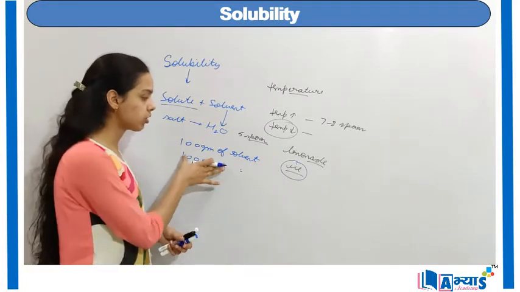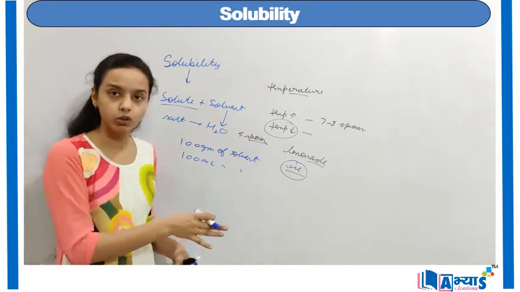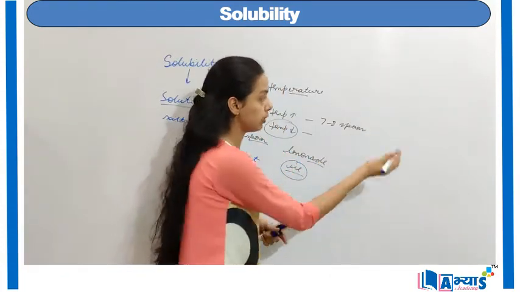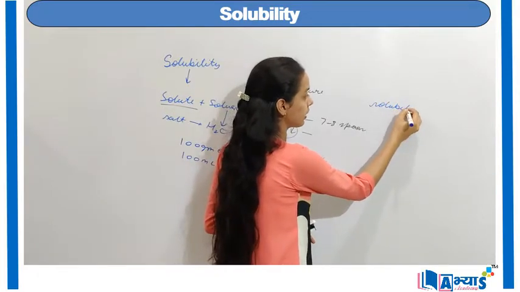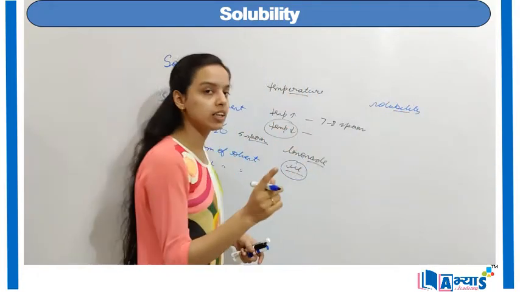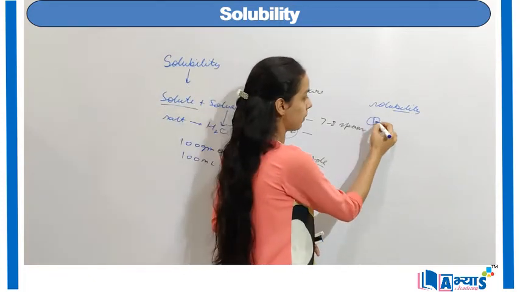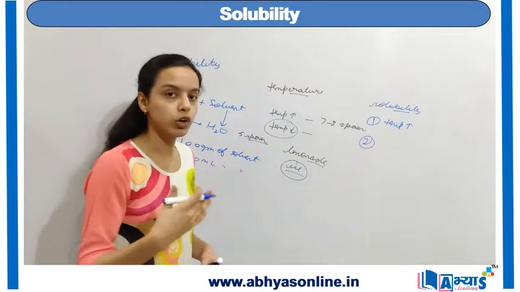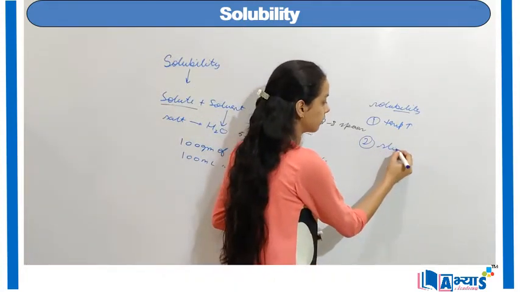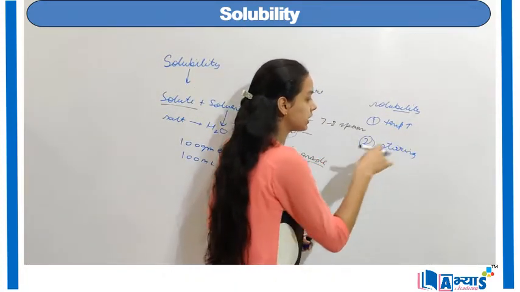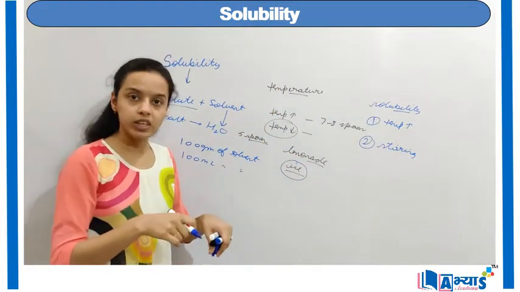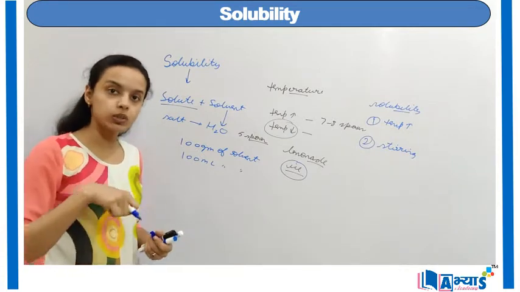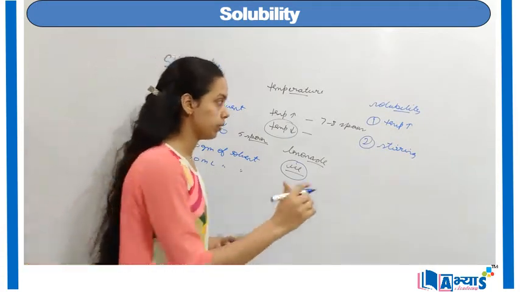Now we have discussed the concept of solubility and the effect of temperature on it. There are certain methods by which you can increase or decrease the solubility. One method was to increase the temperature. You can also increase the solubility by continuous stirring. If you are continuously stirring the solvent and adding the salt simultaneously, more salt is dissolved in that water. So continuous stirring also increases the solubility.